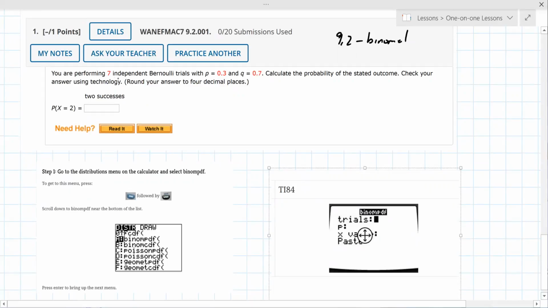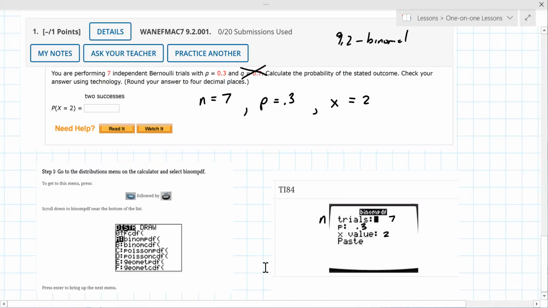The question says you're performing 7 independent trials with P equals 0.3 and Q equals 0.7. You almost never need Q. Q is not useful. It's just 1 minus P. You're trying to find the probability that X equals 2. So there's three numbers you need. You need the number of trials, which is n equals 7 in this case. You need your p-value, which is 0.3, and then you need x. X in this case is 2. That's the 2 successes. So in your calculator, you're going to put 7, 0.3, and 2, paste and hit enter, and you're going to get a number for that.